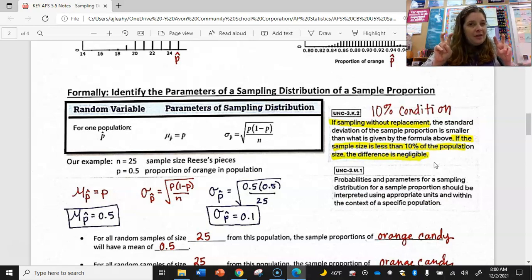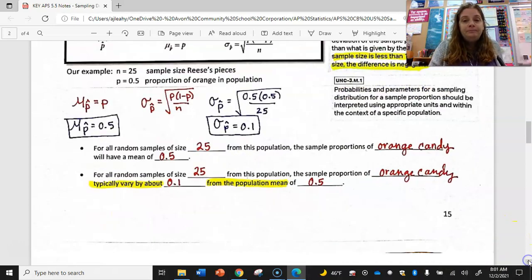So even though sampling without replacement isn't independent, we're going to say it's independent enough for us. And that makes this standard deviation formula applicable to our problem. Okay. So the other thing you would want to say, basically, is how we would interpret this mean.